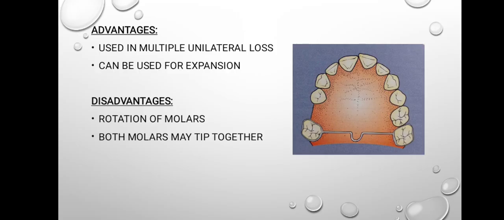Advantages: it can be used in multiple unilateral tooth loss and can be used for expansion. Disadvantages: rotation of molars, and both the molars may tip together.